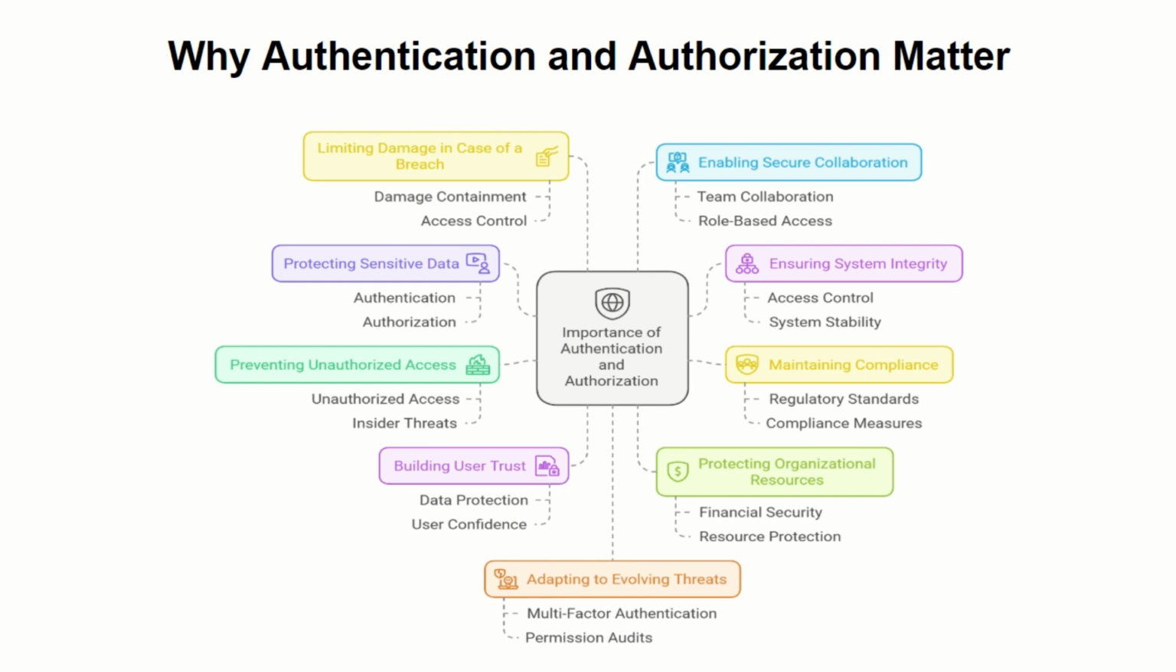Building user trust. Users need to feel confident that their personal information is protected. Authentication and authorization help build this trust by ensuring their data is only accessible by authorized parties. If users believe their accounts and sensitive information are secure, they are more likely to engage with the system or service. And protecting organizational resources.